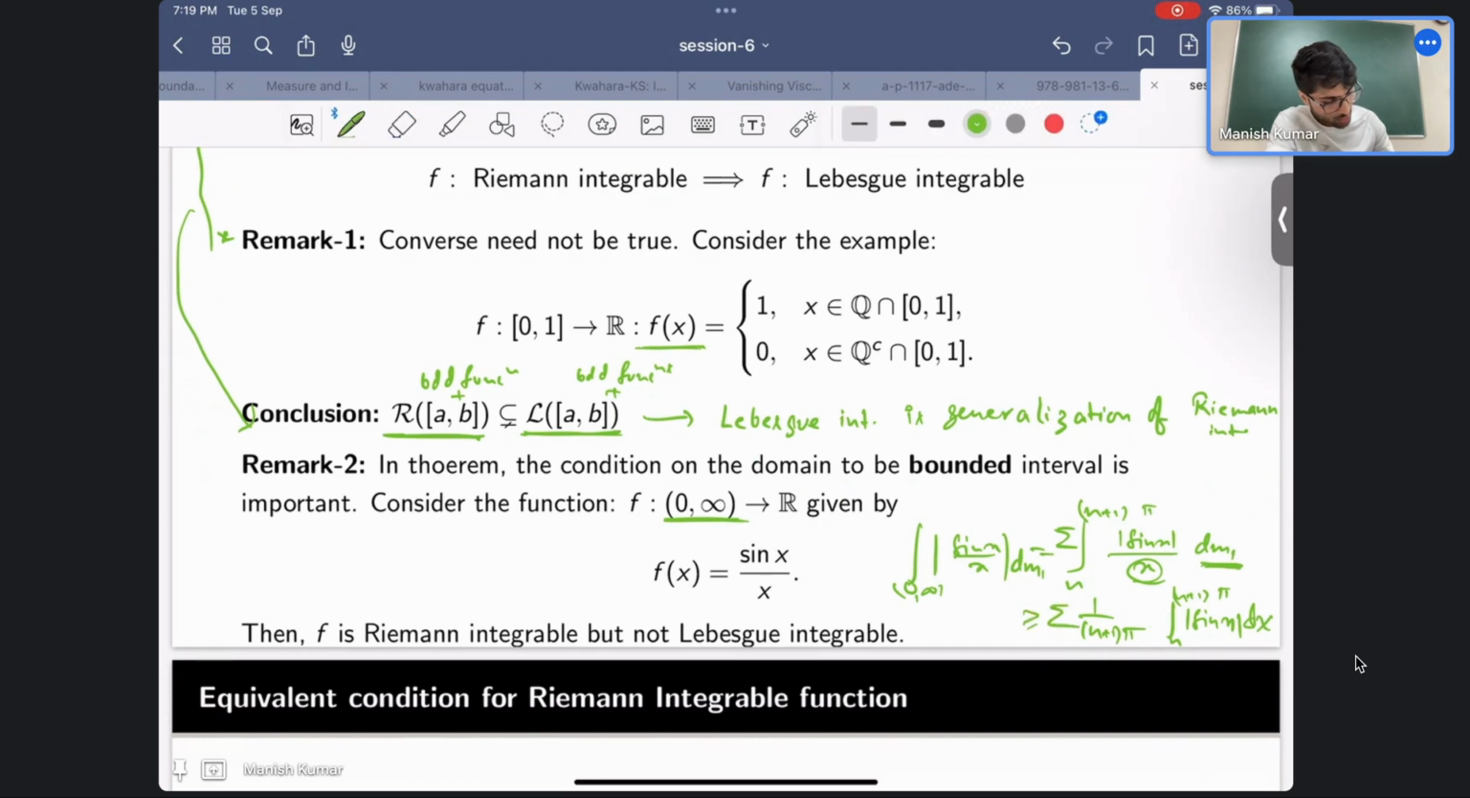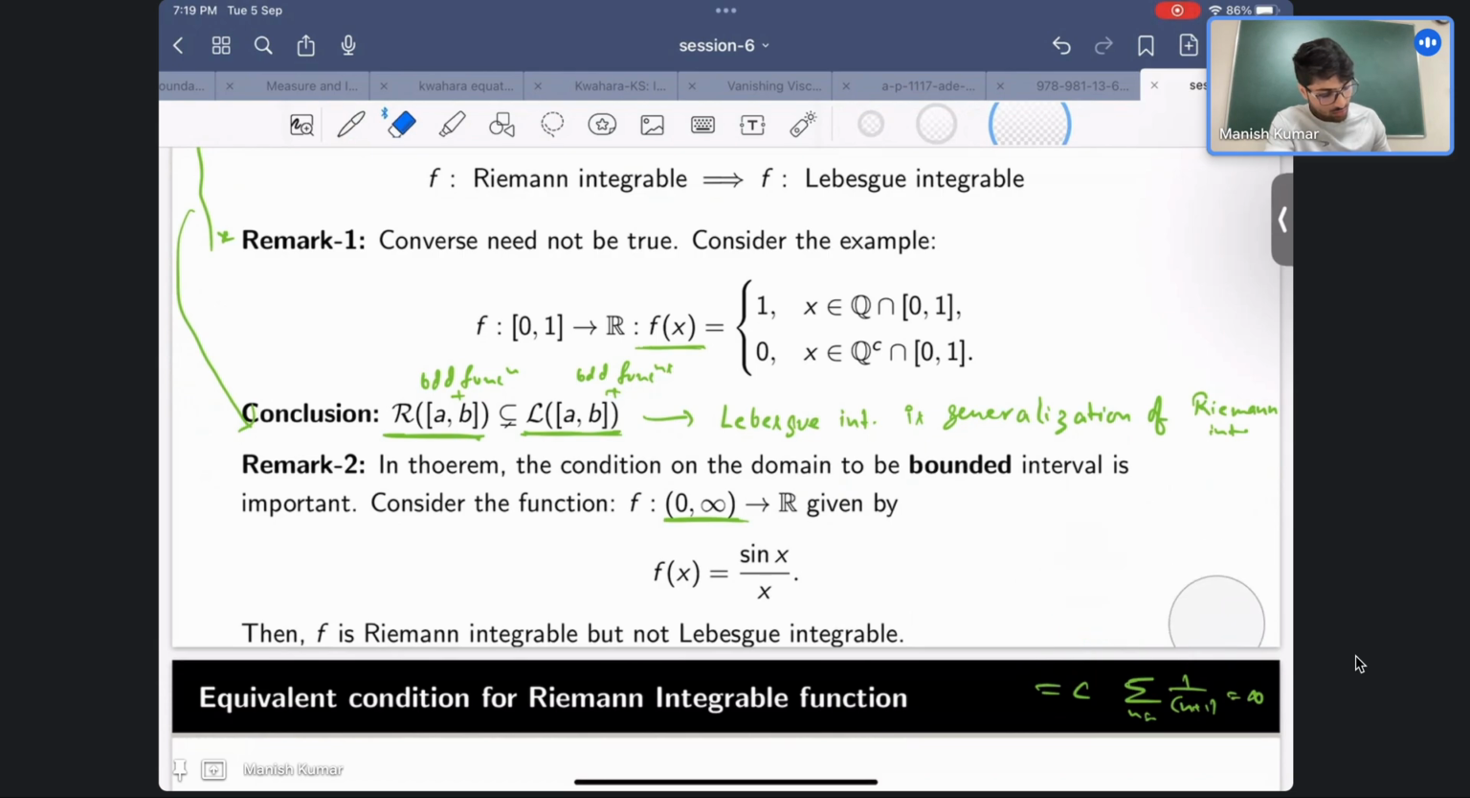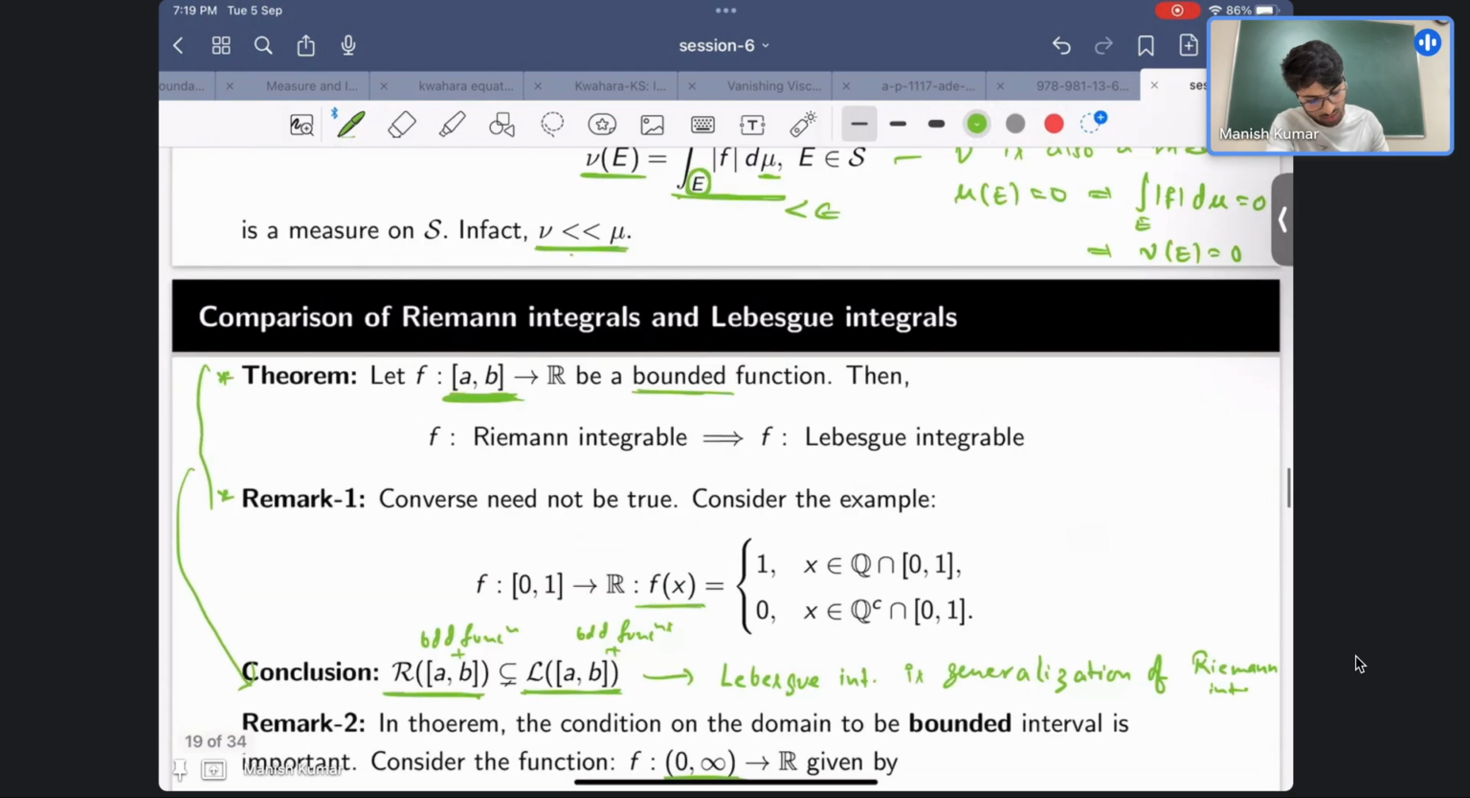Now you can integrate this and you will get some value, since |sin x| is the same in each interval of length pi, so the integral will be the same. So it will be some constant, and 1 by (n+1) pi you can take outside, so it is some constant times this sum, and you know this is divergent. So in that sense you can clearly see that this is not Lebesgue integrable, and you can also show that it is Riemann integrable. This was an example to show that this condition is important.